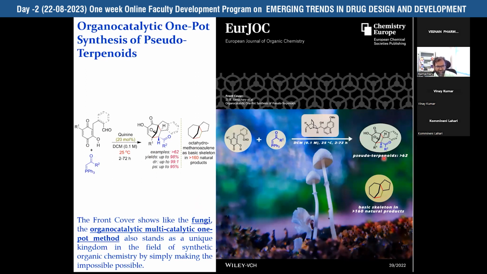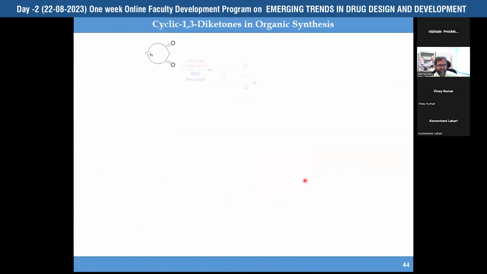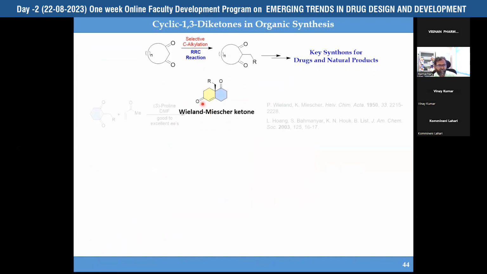Our Indian chemist Swaminathan, a professor from the University of Madras, was one of the pioneers in organic chemistry from our country. So this is the molecule called the Swaminathan ketone. This is the Swaminathan ketone. So normally, here this is called the Wieland-Miescher ketone. Many pharmacologists, drug and medicinal chemists all use it.